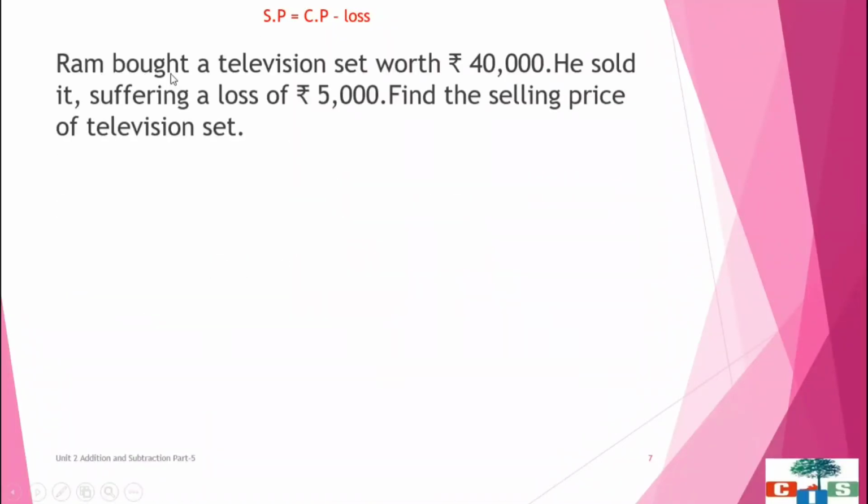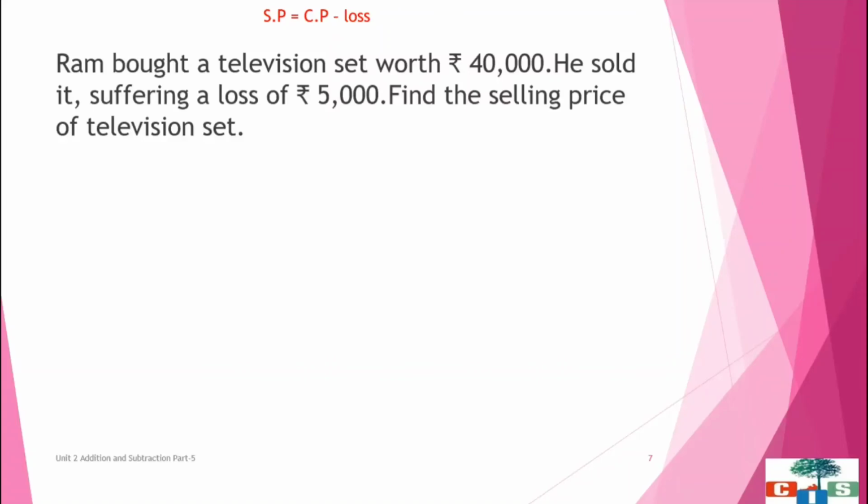So scholars, let's start with the last example of the topic. Okay. See, Ram bought a television set worth rupees 40,000. He sold it suffering a loss of rupees 5,000. Find the selling price of the television set. What is given in the statement? Okay, it is given that Ram suffered a loss of rupees 5,000 on selling the television set which he had bought for rupees 40,000. And what we need to find?